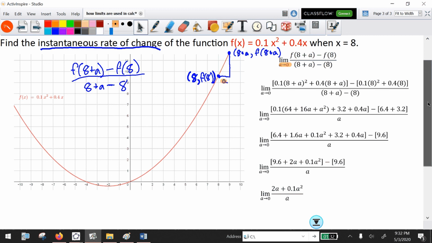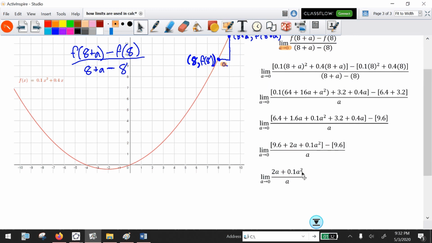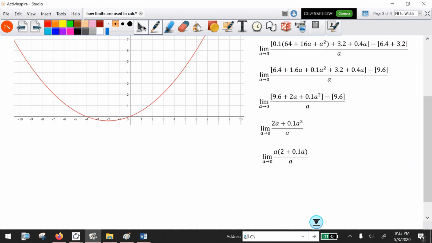And we can factor out something from both the numerator and the denominator, and then we're going to cancel that. So I factored out an a. Since that a and that a are both in the numerator and the denominator, and we know they're not equal to 0, we can just divide them. It's the limit as a approaches 0. It's not equal to 0, so we can just divide them and cancel them out. And now we have this.